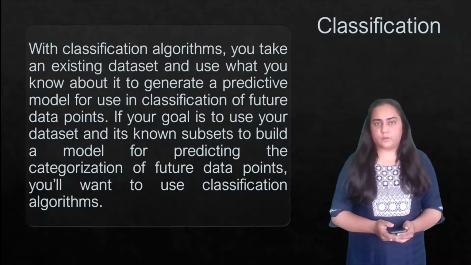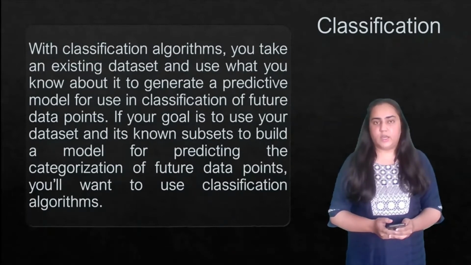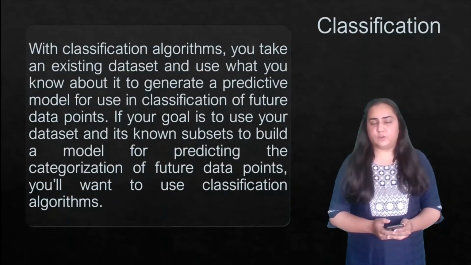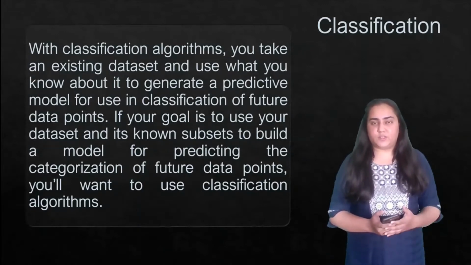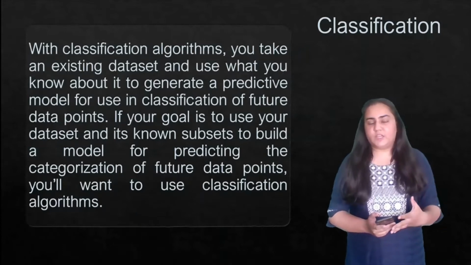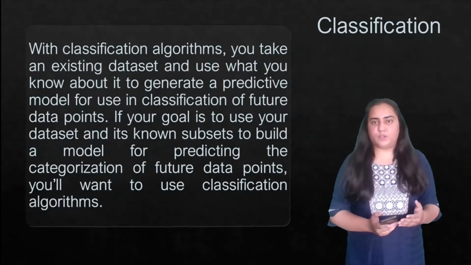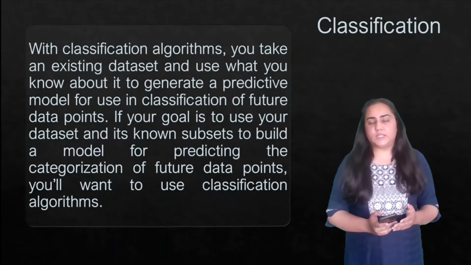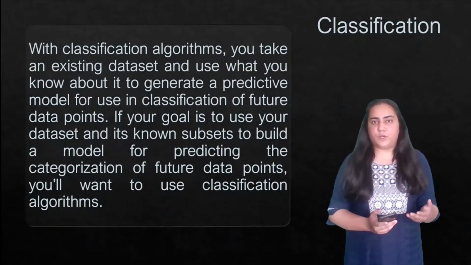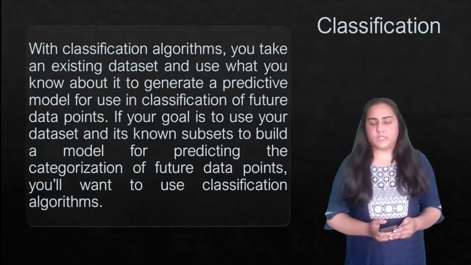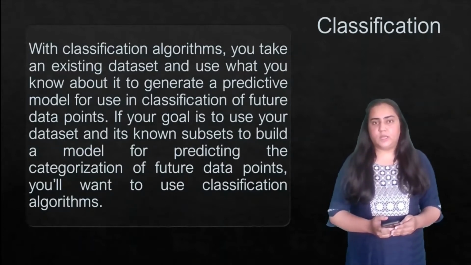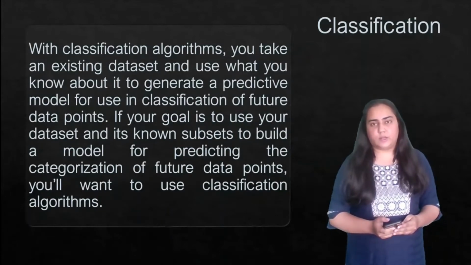With classification algorithms, you take an existing dataset and use what you know about it to generate a predictive model for use in classification of future data points. Just as I explained in my video on basics of clustering, in classification we require a labeled dataset. When you provide such a labeled dataset, it can be used by the algorithm to learn and make future predictions. If your goal is to use your dataset and its known subsets to build a model for predicting the categorization of future data points, then you'll want to use classification algorithms.